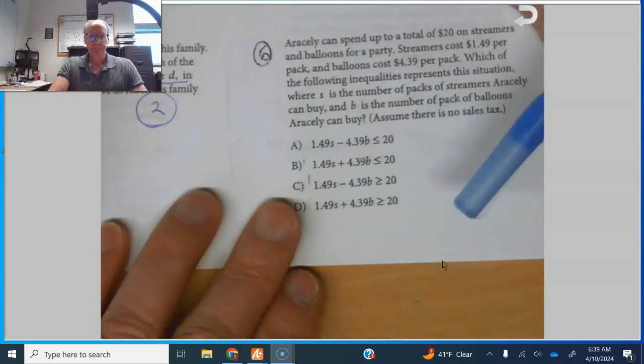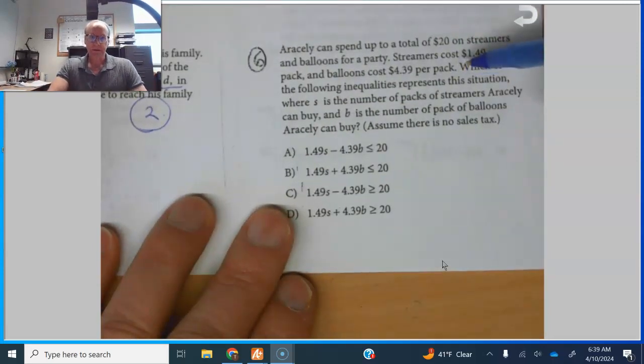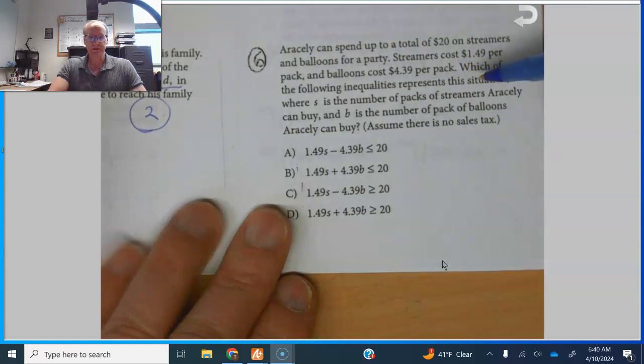Number 6. Edicelli can spend a total of $20 in streamers and balloons for a party. Streamers cost $1.49 per pack and balloons cost $4.39. Which of the following inequalities represents the situation?